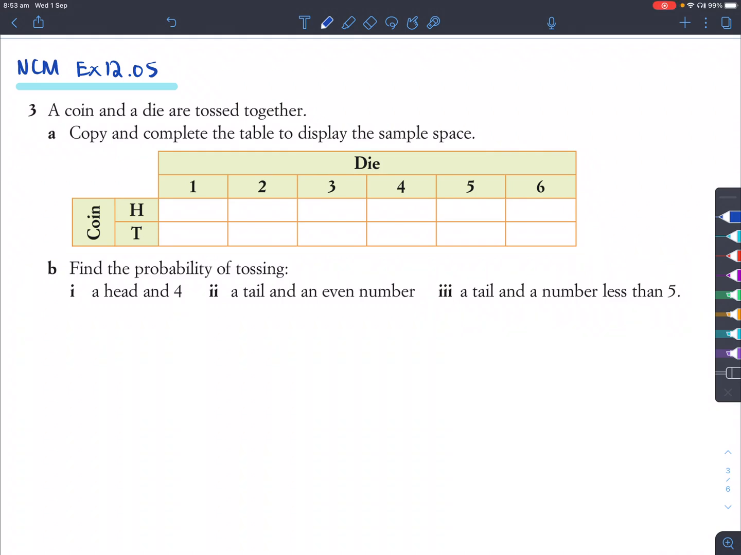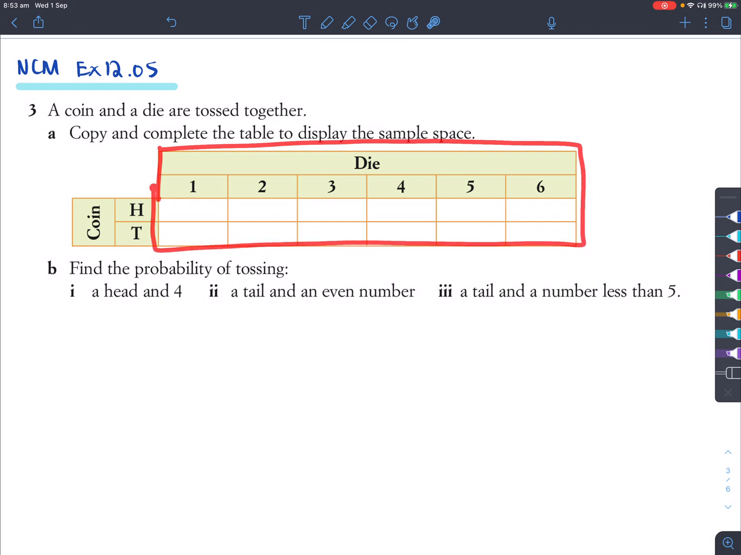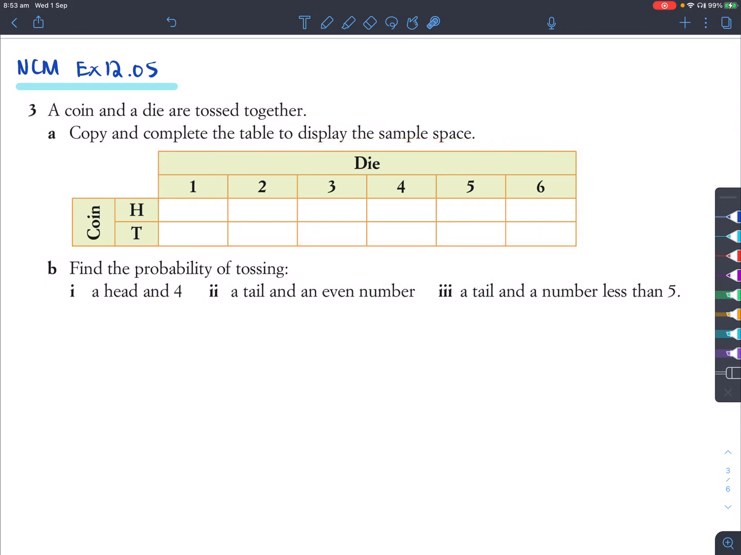In our next question of exercise 12.05, we've got a coin and a die which are tossed together. So this two-step experiment requires these two things to give us different outcomes, and a pair of outcomes actually. In these two rows, we've got the results of the coin, which are heads and tails, whereas over here, these columns represent the results of a die, which are 1 through to 6.